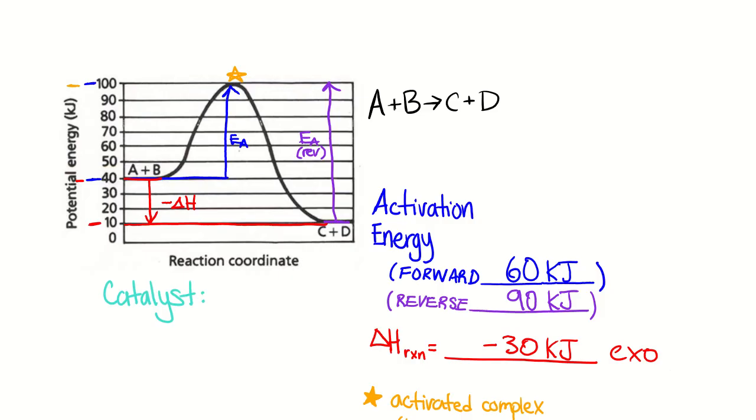On this diagram, a catalyst may lower the activation energy significantly. In this case, the activation energy is now just 20 instead of 60 in the forward reaction. That was an overview of reaction energy diagrams and both catalyzed and uncatalyzed pathways, and determining activation energy, also the heat of reaction, and the activated complex or the transition state.